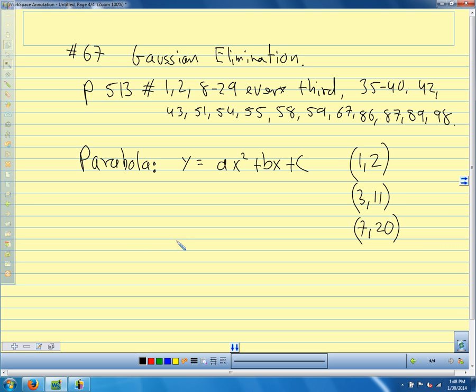So we're going to write this as a system of equations. Each of these is an x and a y. So for this set of numbers, I would have, for example, 2 equals a plus b plus c, because x equals 1. For this set of numbers, I would have 11 equals 9a plus 3b plus c. For this set of numbers, I would have 20 equals 49a plus 7b plus c. Then I have 3 equations, 3 unknowns, and then I can solve those with a system of equations.